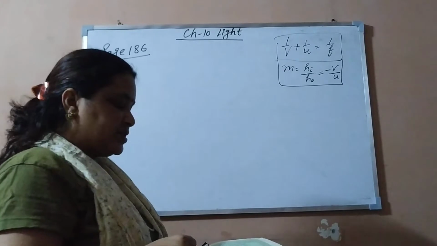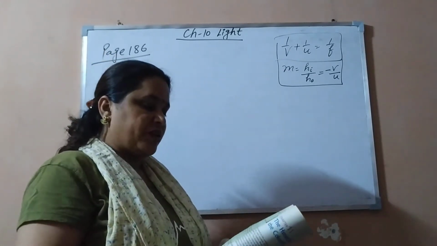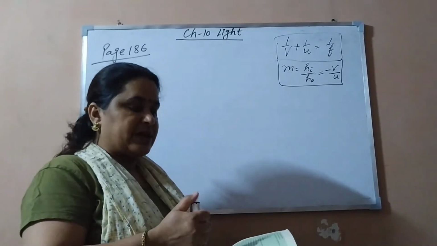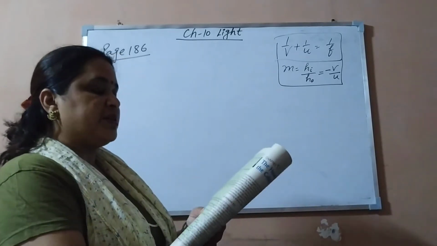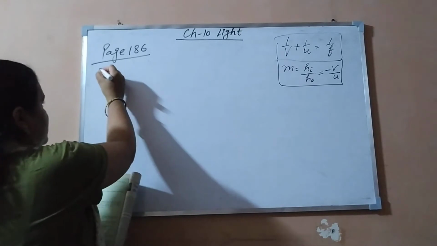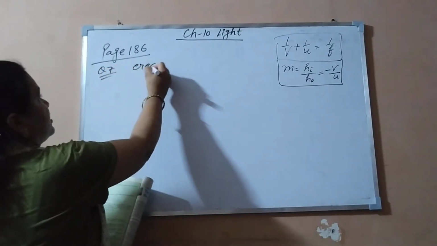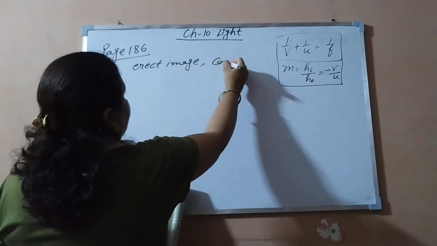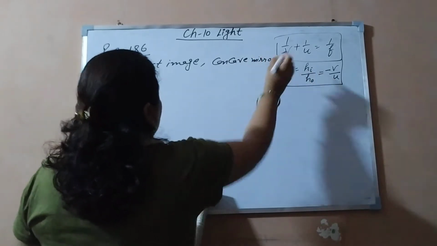This question is, we wish to obtain an erect image of an object using a concave mirror. What type of image are they saying? Erect image. And which mirror is given in the question? A concave mirror. So what is given in question number 7? Erect image and concave mirror. This is already given in the question.